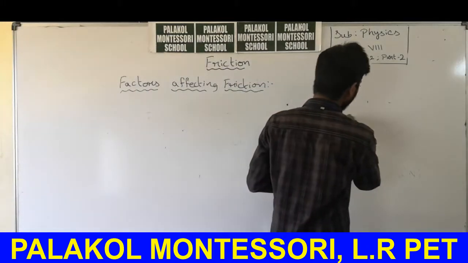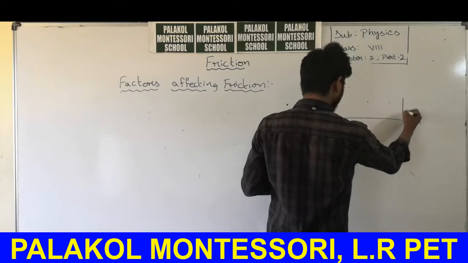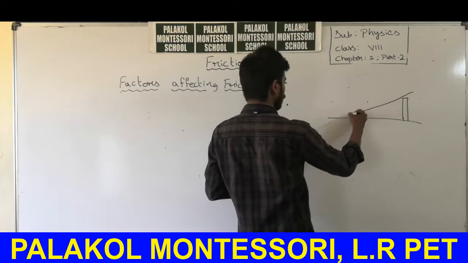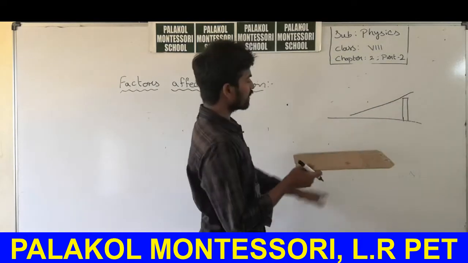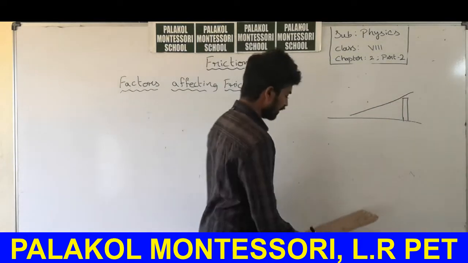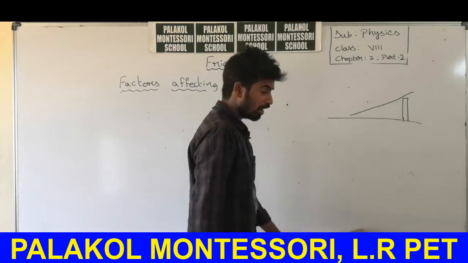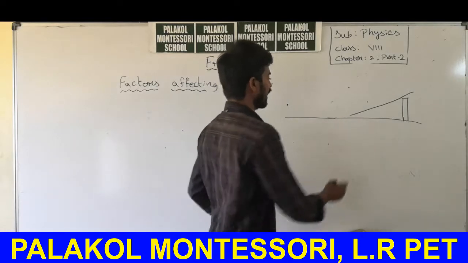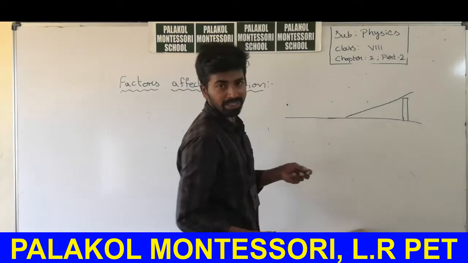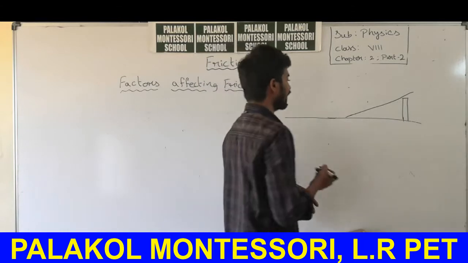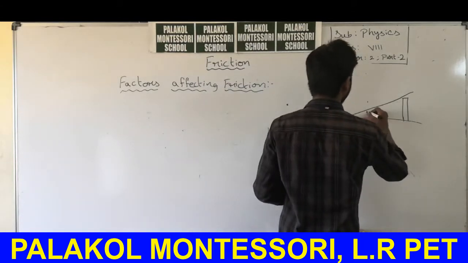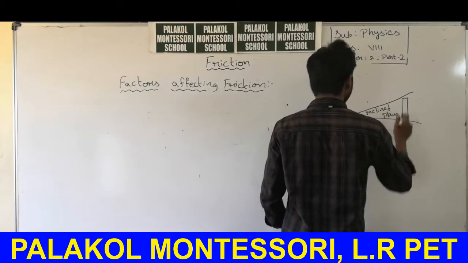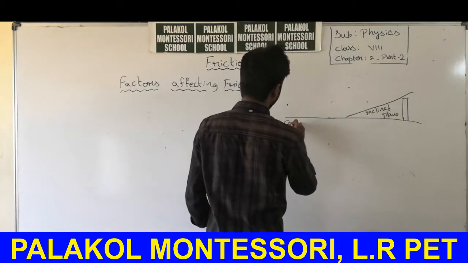Create an inclined plane with a wooden plank. So, this is the wooden plank. Create such an inclined plane on a concrete surface. Inclined means making some angle. So, you have created an inclined plane on a concrete floor. This is a concrete floor.